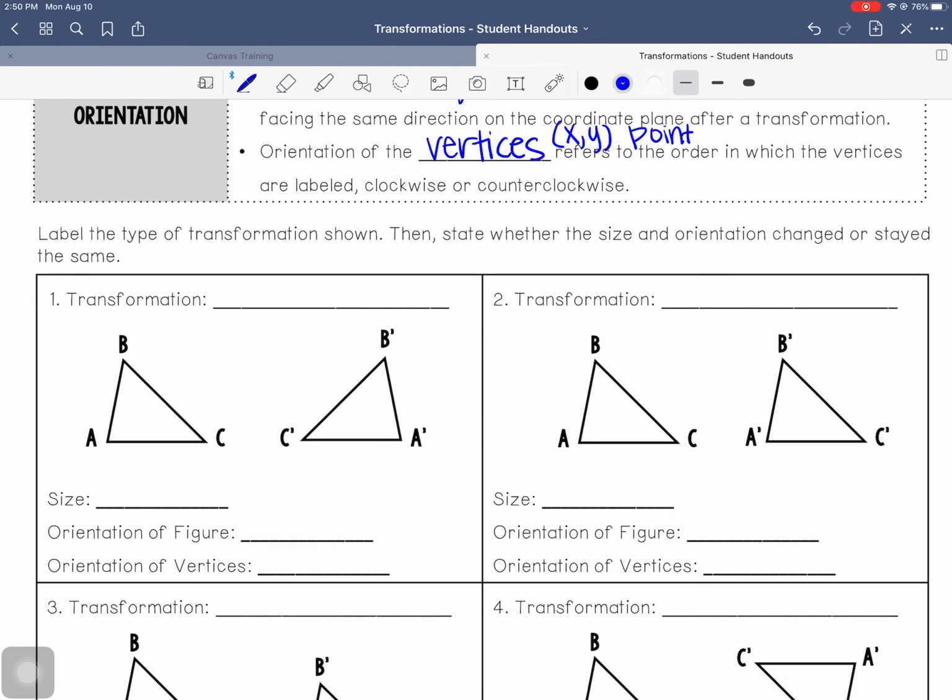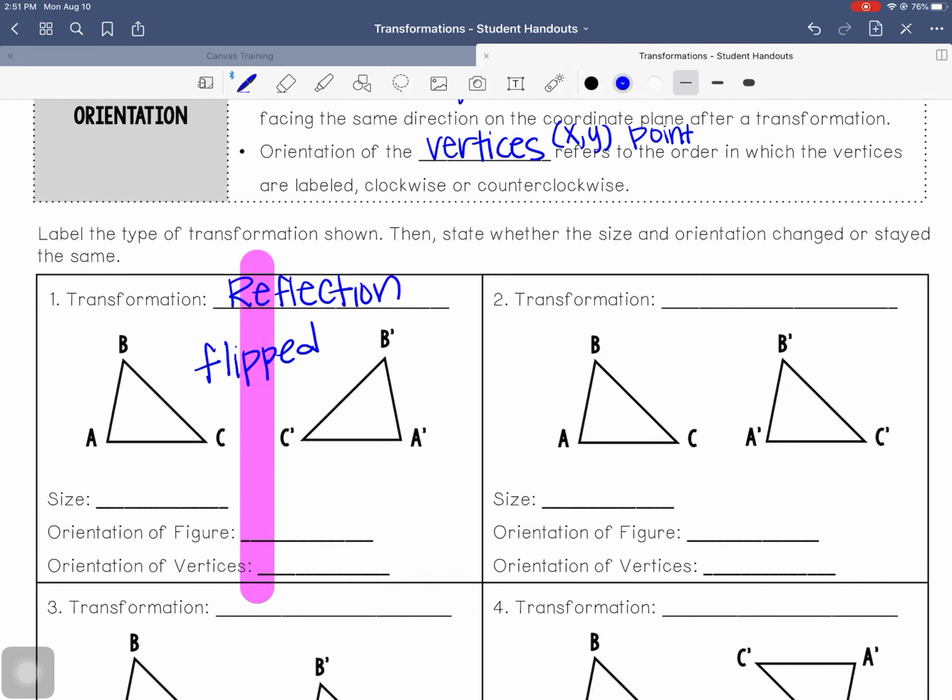It says label the type of transformation shown, then state whether the size and orientation changed or stayed the same. The first one, we need to figure out what happened here, Ms. Carrazzo. All right, so if I drew a line between those two triangles, it looks to me like that shape was just flipped over the line. It looks like a mirror image. I would call that a reflection.